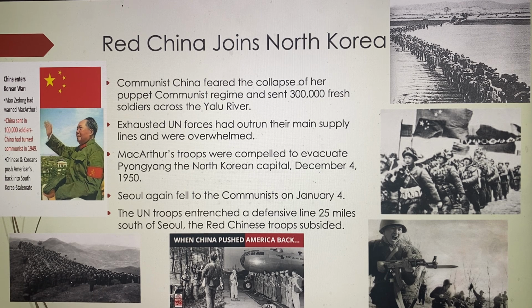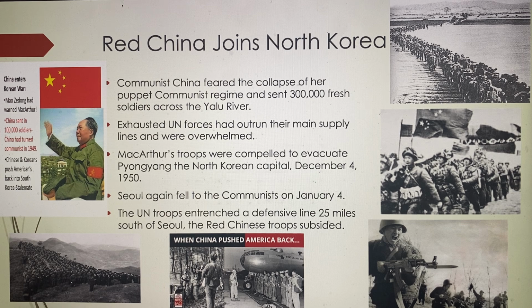So MacArthur's troops were compelled to evacuate Pyongyang, the North Korean capital, on December 4th in 1950. So they left North Korea. And Seoul again fell to the communists on January 4th. So the United Nations troops now were entrenched, and the United States was with them. They were entrenched in a defense line 25 miles south of Seoul, and the Red Chinese troops did subside.